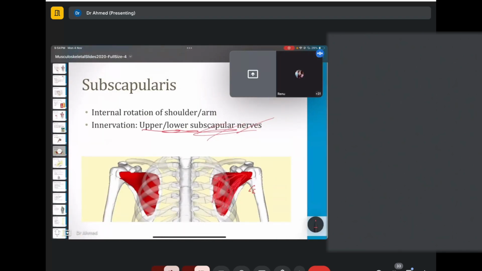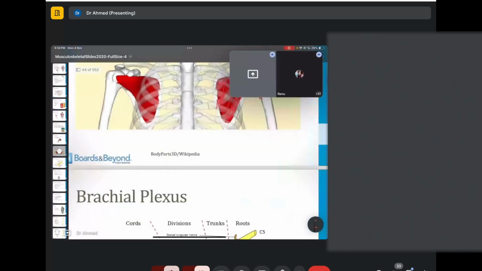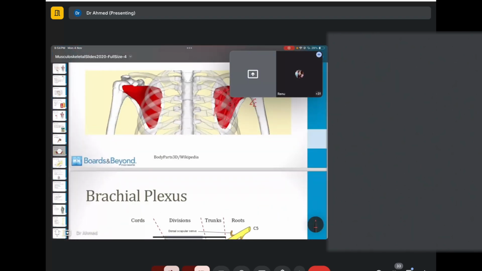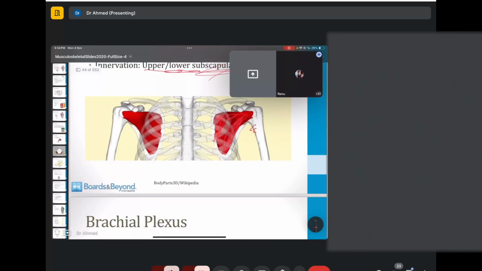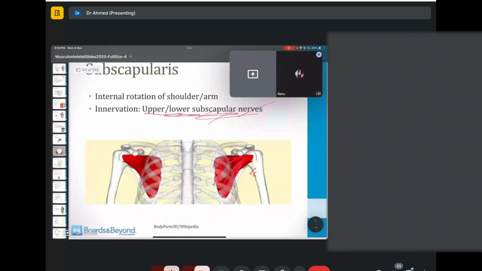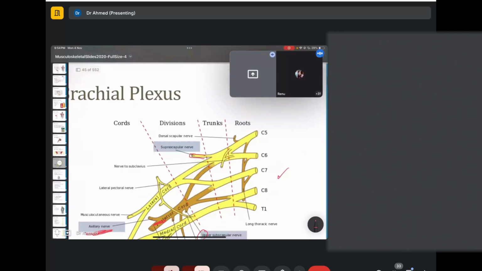and it is supplied by the axillary nerve. In humeral fracture also, the axillary nerve is gone, and in that case, we will see a flat deltoid. Then last is the subscapularis. Subscapularis main function is internal rotation, and it is supplied by the upper and lower subscapular nerves.